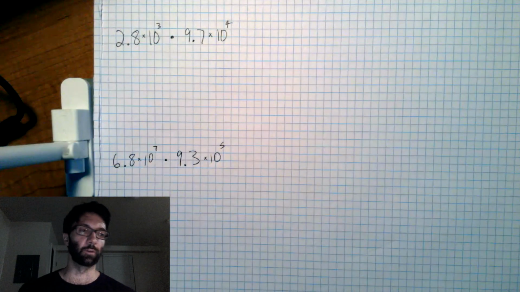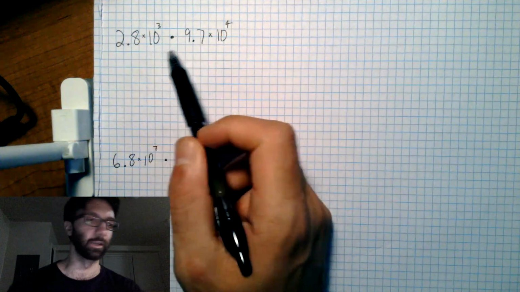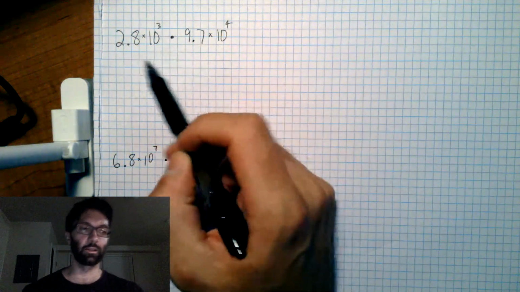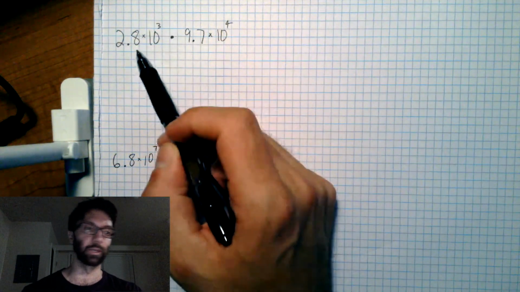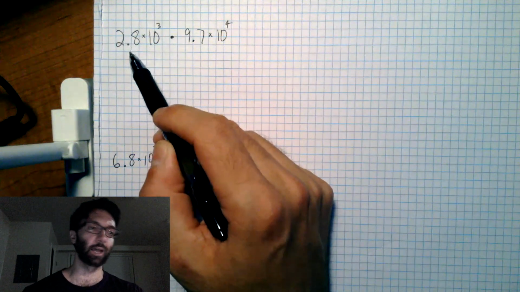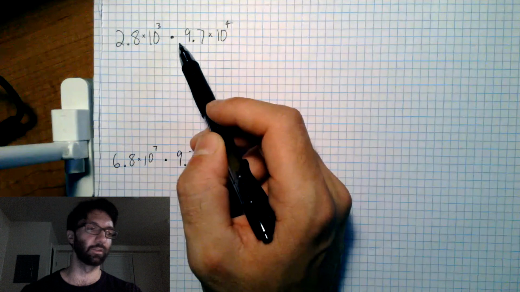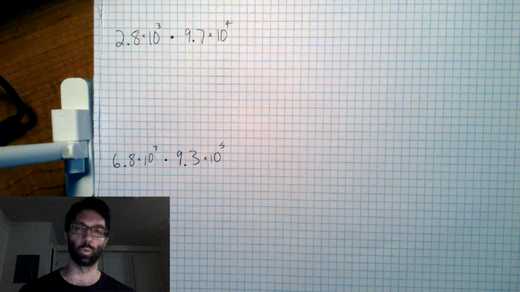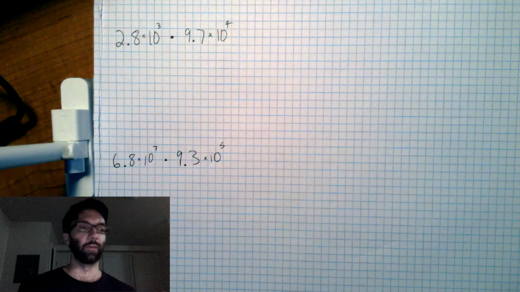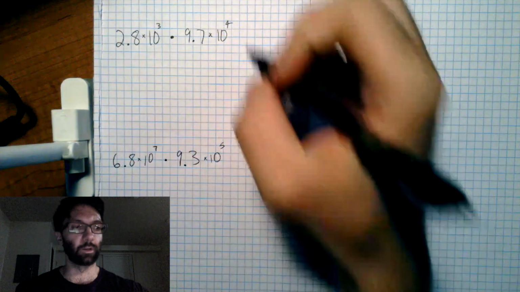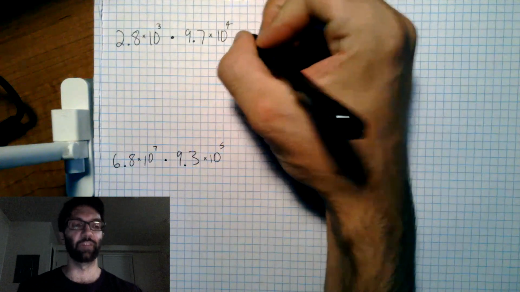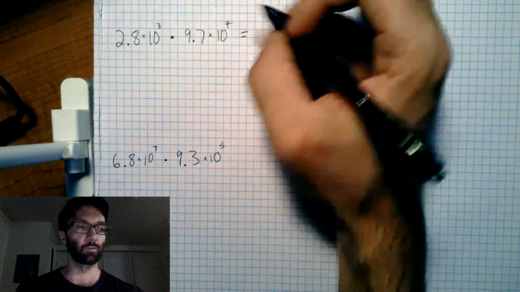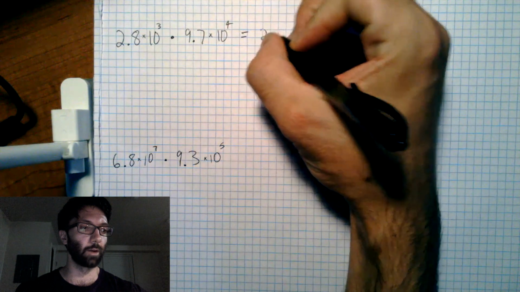Alright, so we're going to start by multiplying values that are in scientific notation. And it's important to notice that this is just one giant chain of multiplication, right? This means 2.8 times 10 to the third times 9.7 times 10 to the fourth. And so there's no addition, there's no subtraction here, it's just one giant chain of multiplication. And the reason it's important to note that is because we can take advantage of the fact that multiplication is commutative. And what that means is that we can reorder the product however we want.